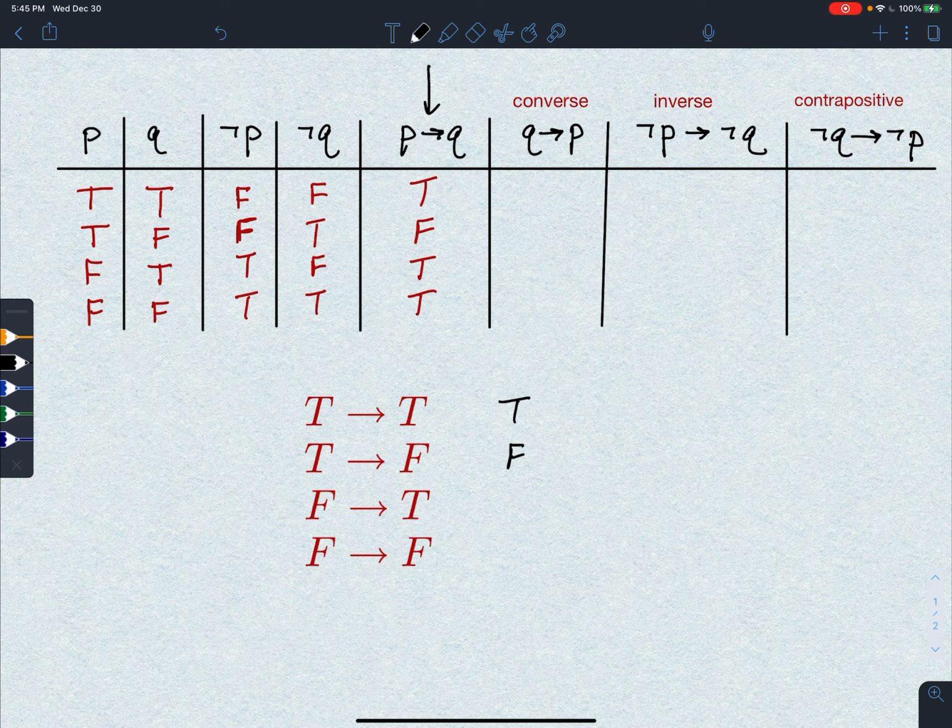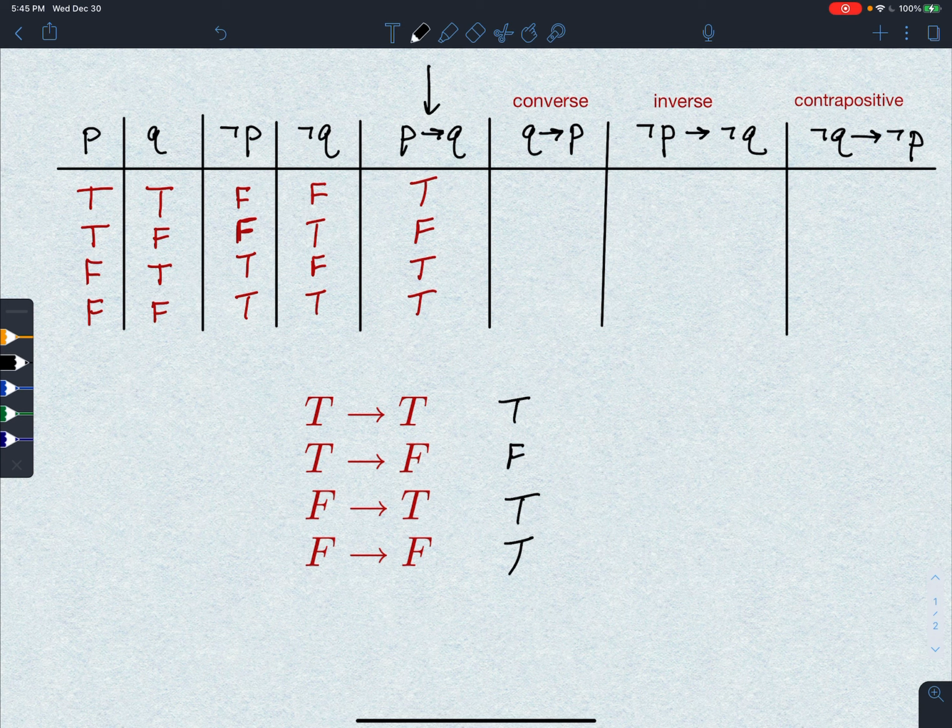Okay, now false implies true, however. If the hypothesis is not fulfilled, but somehow the outcome ends up happening anyway, that's considered okay. Nothing weird happened there. If you don't clean your room, I still give you the allowance, everybody's happy. And false implies false means I didn't make any promises and I didn't have to do anything. So that's also true. Now, looking at the converse.